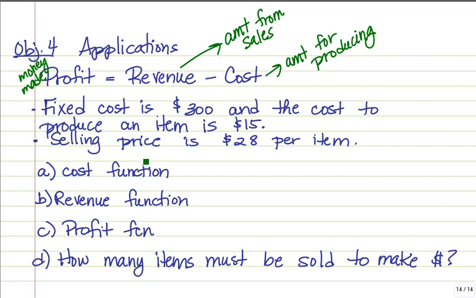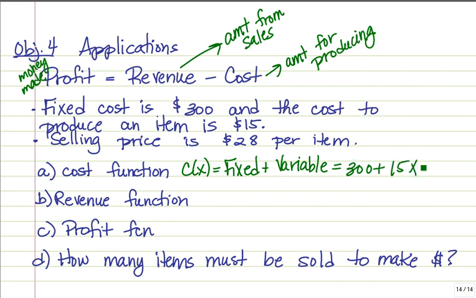So when we talk about cost function, it's always fixed cost plus what we call variable cost. So fixed cost might be rent, right? It's the amount of money that you have to pay regardless of how many items you produce. It's going to always be the same. So our fixed cost in this problem is $300 plus the cost to produce an item, that is my materials, right? And depending on how many things you produce, you've got a cost associated with the number of things that you produce. So we've determined the cost to be $15 per item. So our cost function is 300 plus 15x.